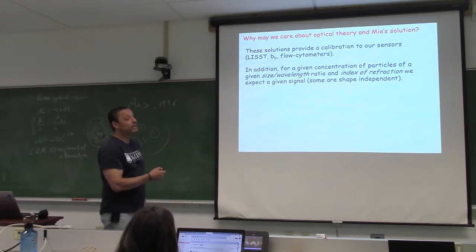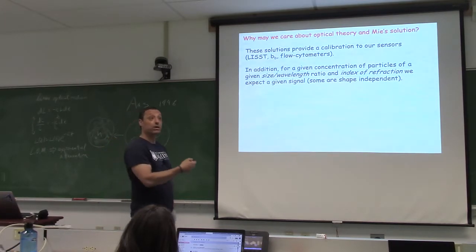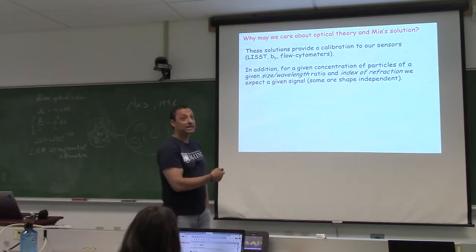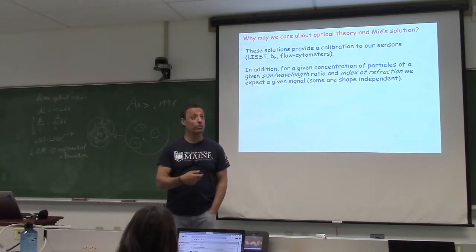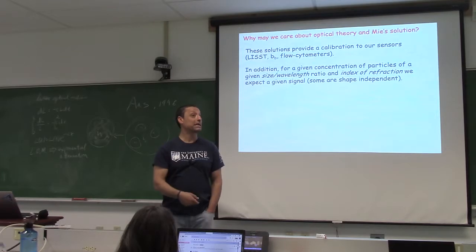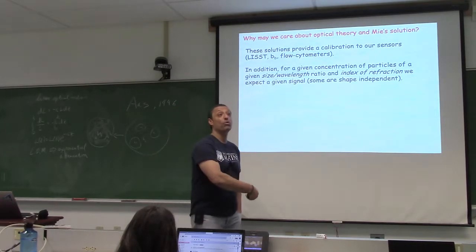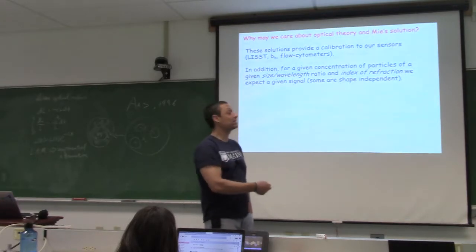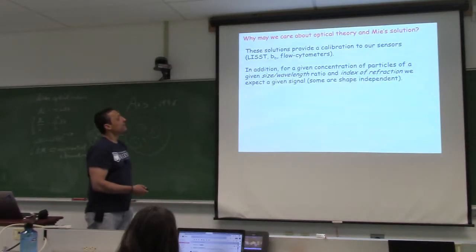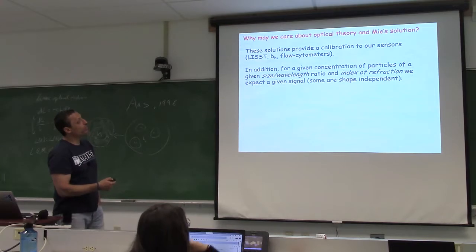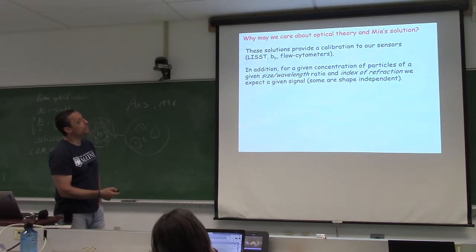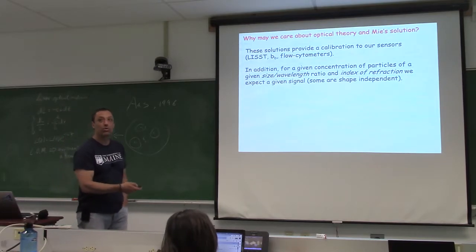It's used to calibrate sensors, flow cytometers. We put beads in them because we know how beads scatter. Backscattering, you yourself will learn how to calibrate a backscattering sensor using precision beads, for which the Mie solution will give you what you should expect as the optical properties. In addition, for a given concentration of particles of a given size or wavelength ratio and index of refraction, we expect a given signal, which is very strong. We know what to expect.